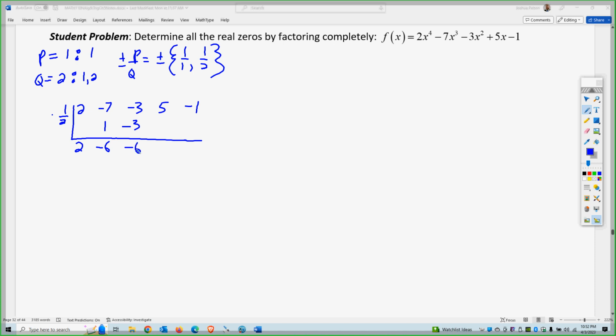Add those, I get -6. Multiply by 1/2, I get -3. Add those, I get 2. Half of that is 1, and that works out. So f of x equals x minus 1/2. That'll give me 1/2 when I solve it. 2x cubed minus 6x minus 6x plus 2. The original problem was 4, so now we're down to 3, 2, and 1.